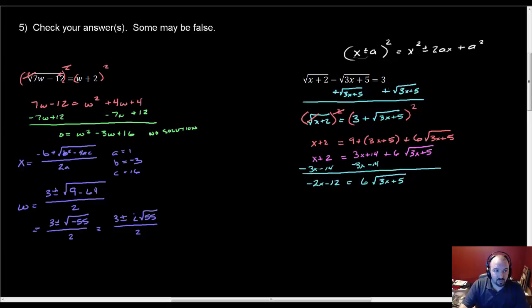I'm going to kind of help myself out here, to tell you God's honest truth. I am going to factor out a negative 2, x plus 6 is equal to 6 roots of 3x plus 5. And then I'm going to square both sides. Now, the reason I'm doing this is more for my sanity than it is yours. I can see the rules that I have to use.